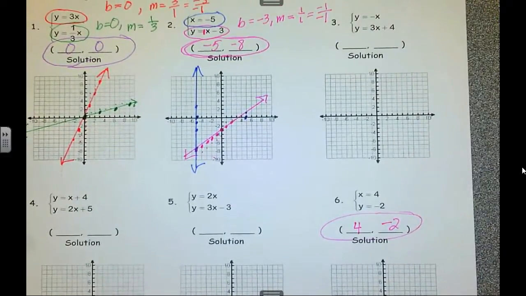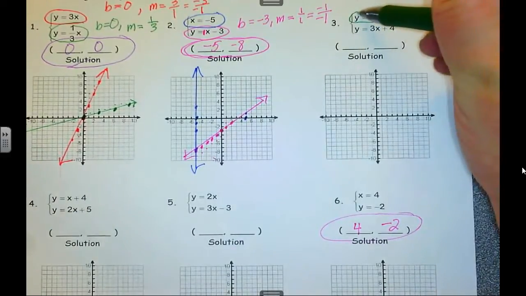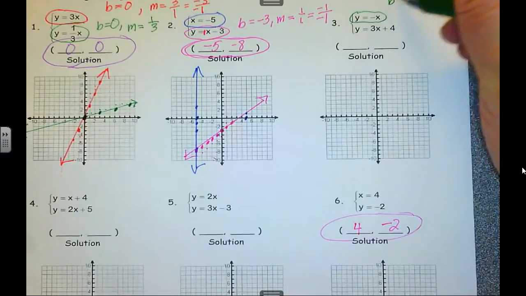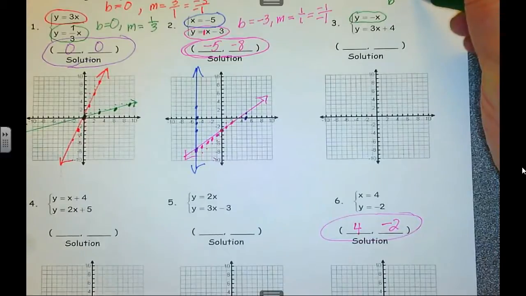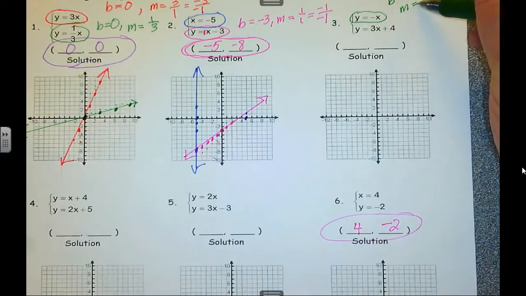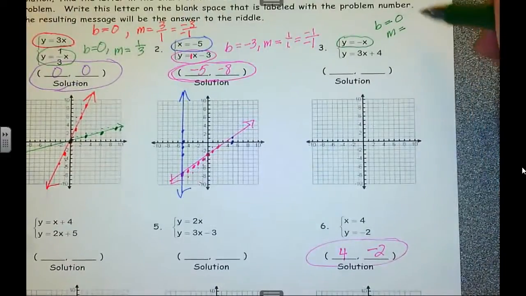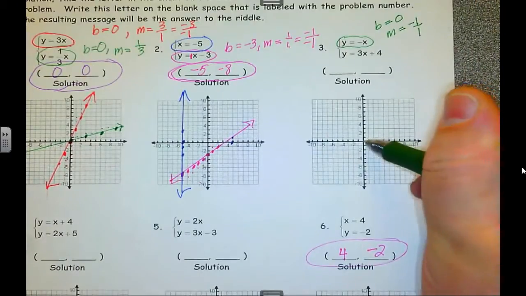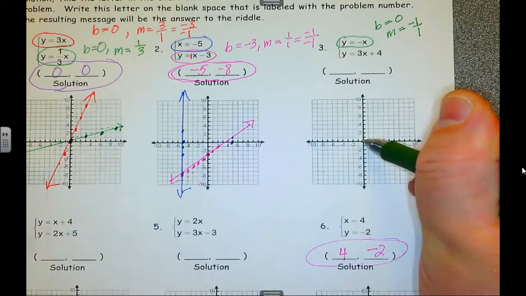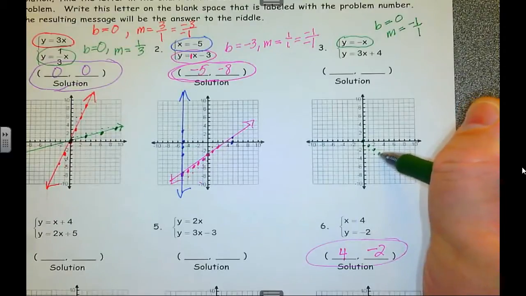I think the only other tricky one is number 3. What's my y-intercept? What am I adding to this? 0. What's my slope? There's a 1 in front of that x. I have -1/1, right? 0, down 1 to the right 1, down 1 to the right 1.